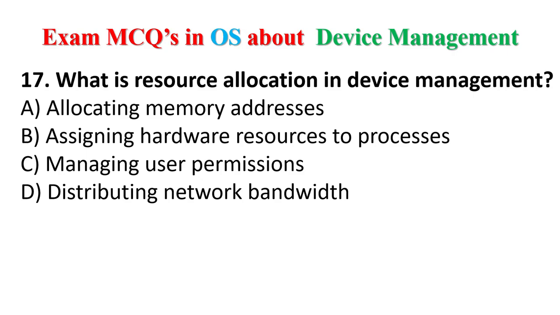Question number 17. What is resource allocation in device management? A. Allocating memory addresses. B. Assigning hardware resources to processes. C. Managing user permissions. D. Distributing network bandwidth. Resource allocation in device management is assigning hardware resources to the process.